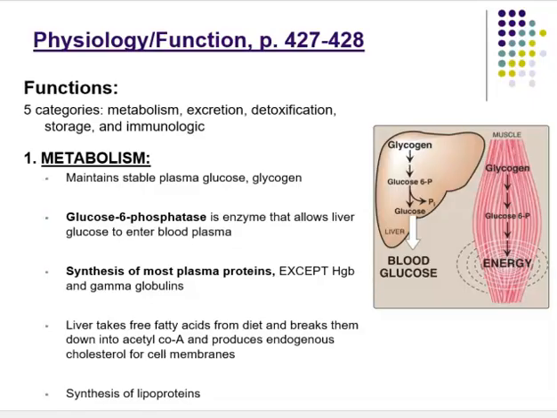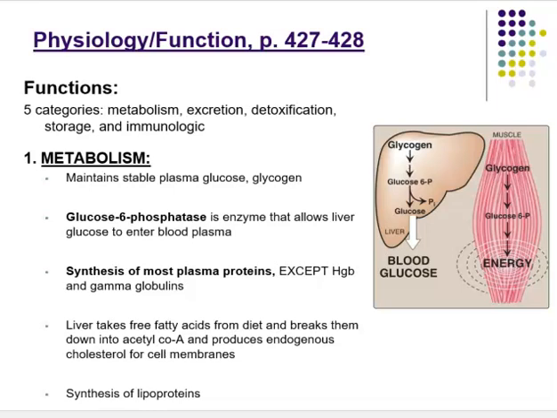So let's talk about liver function, and there are 5 categories of liver function, and we're going to talk about each category a little bit more in detail. But there's metabolism, excretion, detoxification, storage, and immunologic functions.